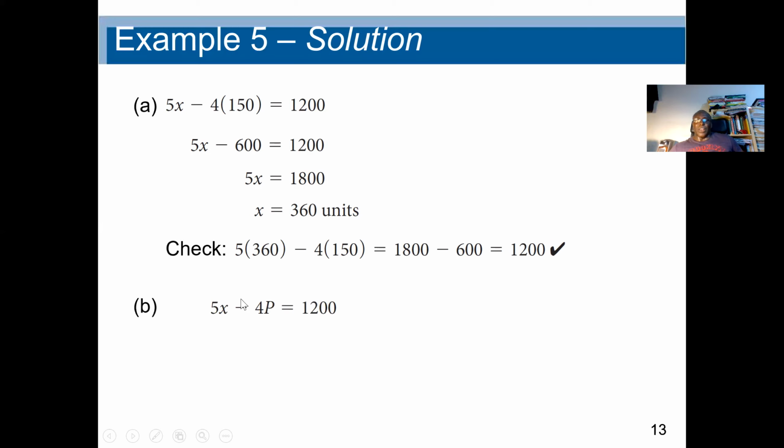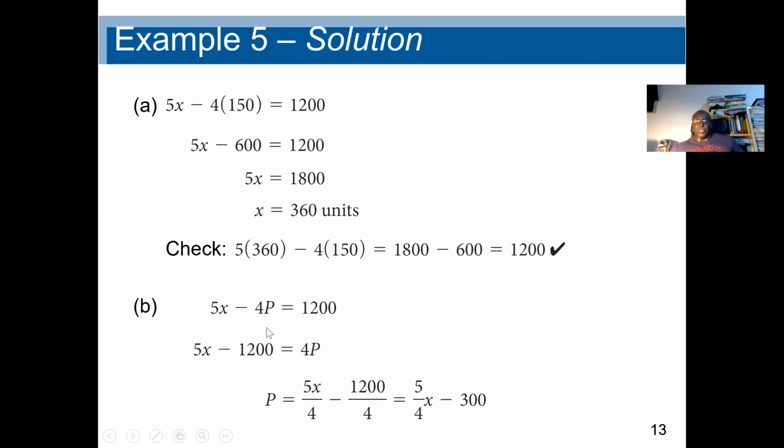Now, second, we have 5x minus 4p equal to 1,200. And they gave us the value of x. They say we should solve this equation in terms of p. So we solve for p, and this is what we get.